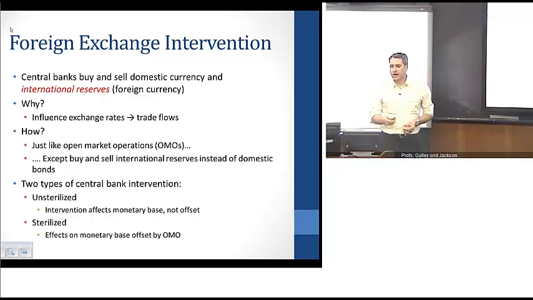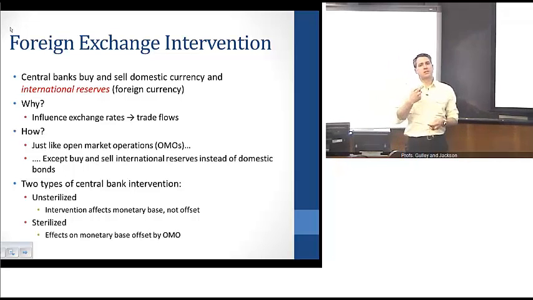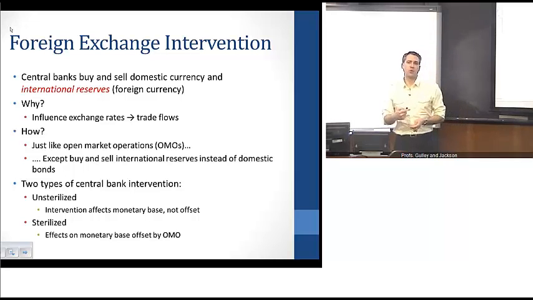And then the second type is a sterilized intervention, and in this case, the central bank is going to sort of reverse the process in some ways through an open market operation. And we'll talk about the reasons why that might be and the mechanics of how that actually occurs. But the important point here is that an unsterilized intervention has impacts on the monetary base, and a sterilized intervention has the net effect of having no impact on the monetary base.